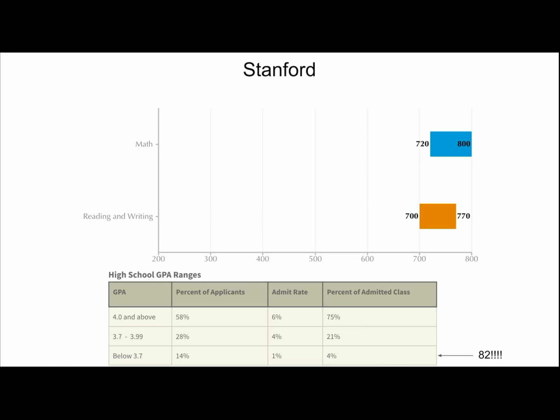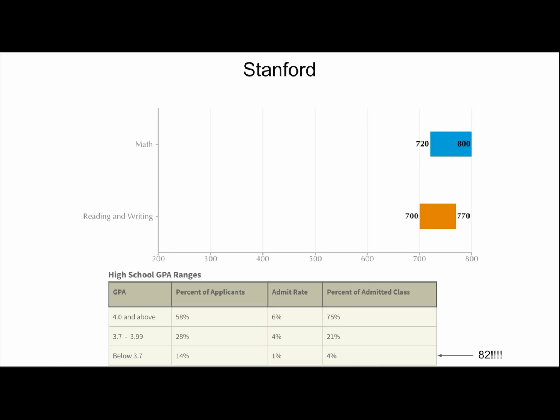But look at their GPAs. Look at the column of percent of admitted class. Applicants doesn't really matter, that's just the people that applied. But the people that got accepted and enrolled in Stanford: 4.0 and above, 75%, a fair amount. 3.7 to 3.99, 21%. Below 3.7, 4%. I did the math, and based on the number of people that went to Stanford, that's a whole 82 people who had below a 3.7 GPA that went to Stanford.